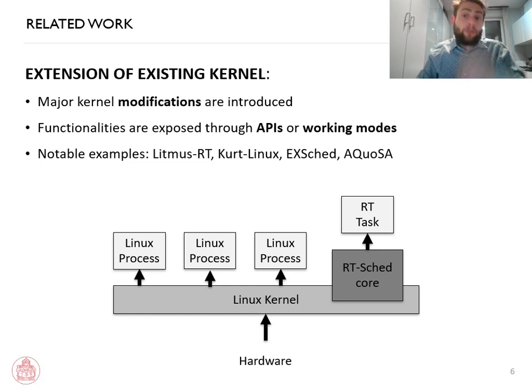Through the years, real-time extensions were also developed for research purposes or experimental prototyping. Maybe the most notable examples are Litmus RT or Cart Linux. Litmus RT maybe is the most relevant one and consists of a kernel patch which communicates with the user space and allows applications to ask for real-time tasks to be scheduled, collaborating with this patch. Another example is the Aquosa framework.